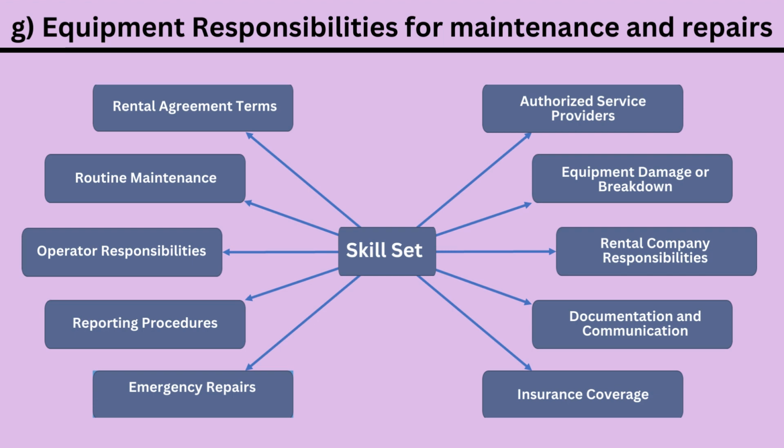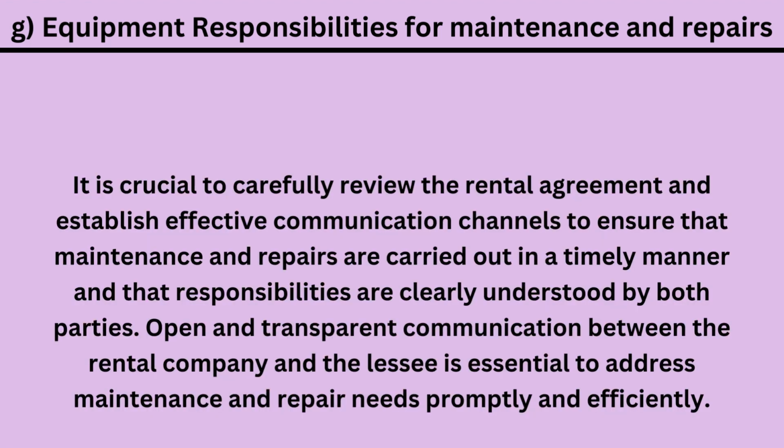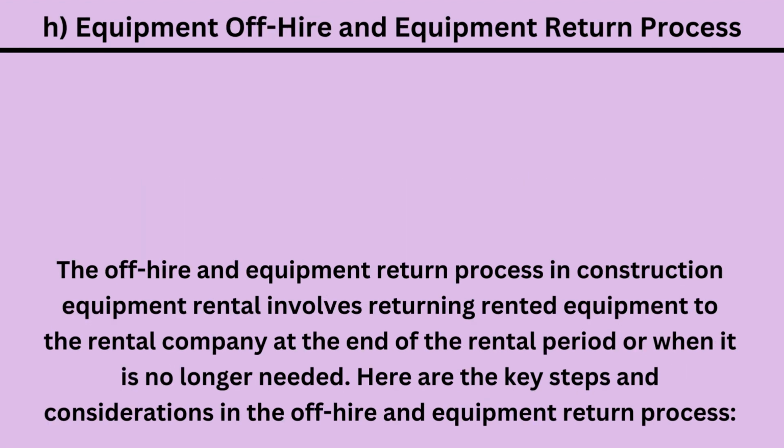6. Authorized service providers. 7. Equipment damage or breakdown. 8. Rental company responsibilities. 9. Documentation and communication. 10. Insurance coverage. It is crucial to carefully review the rental agreement and establish effective communication channels to ensure that maintenance and repairs are carried out in a timely manner and that responsibilities are clearly understood by both parties. Open and transparent communication between the rental company and the lessee is essential to address maintenance and repair needs promptly and efficiently.